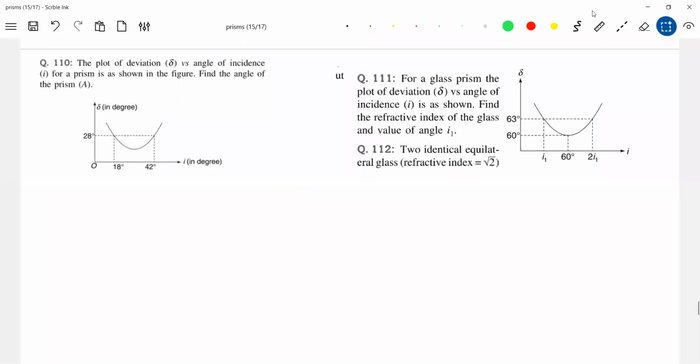Find the angle of prism A. Straight away, deviation equals I plus E minus A. No? If this is the incident angle, this will be the emergent angle. So deviation we know is 28 degrees, 18 plus... So we'll get the angle of prism.